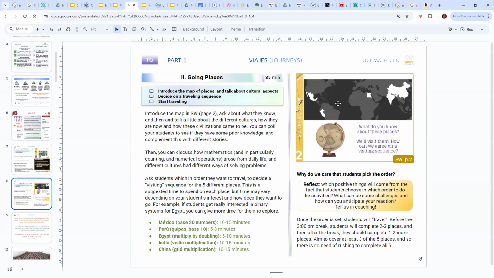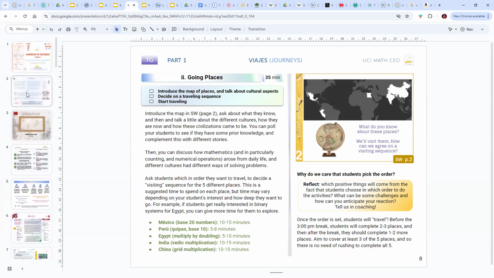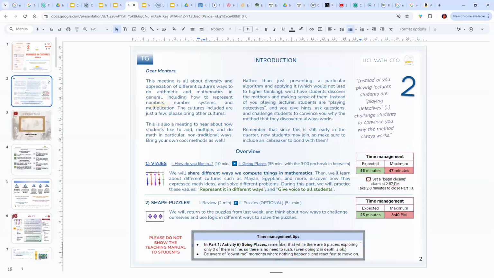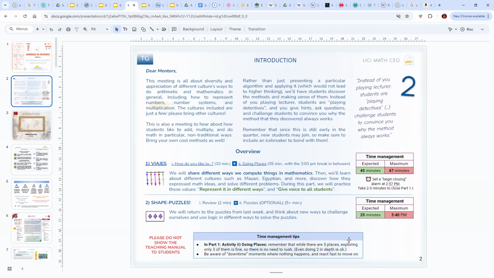Then we'll go to visit these 5 places in any order they want. And so you don't have to visit all the places. So there's this hint here in the time management tips, that while there are 5 places, even doing 3 or even doing 2, it's fine. It's more quality against quantity. Why do we put so many? So that they choose and it's diverse. And also, mentors can maybe say, oh, I really want to travel to this place. And you guys, honor that. So we want variety and we want choices and options. So that's why we give 5 different places, but you don't have to do them all.